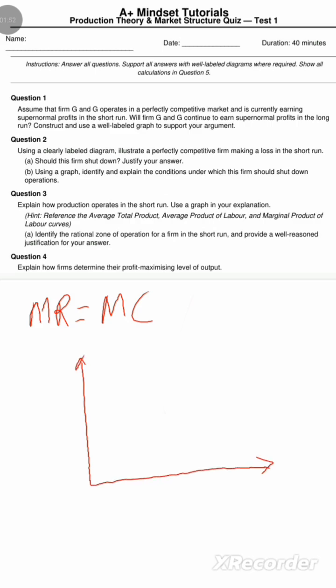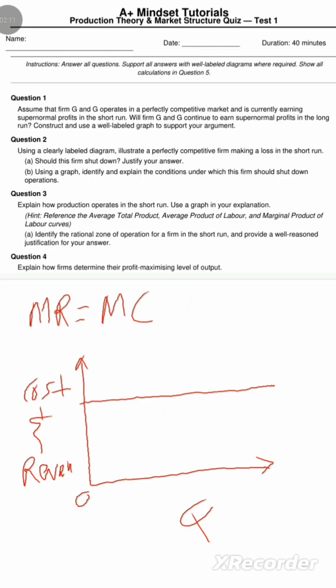This is 0. Here you are going to write cost and revenue on this side, and let's say you have quantity this side. So now we are drawing a graph like this. Here this is the average revenue, which is equal to the marginal revenue, and here we have the price. Then you have the marginal cost, which will be like this.